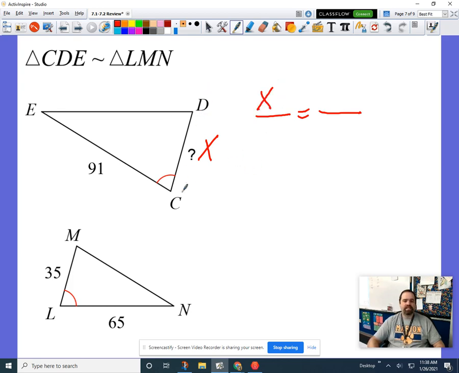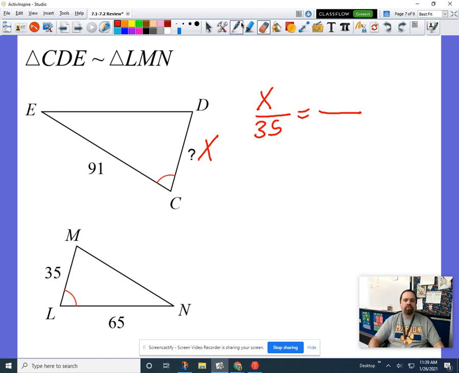That is CD. CD right here. I'm going to be looking to match that up with LM. So that's going to be X over 35. CD on top, LM on bottom. And I got that from that similarity statement. You've got to use those similarity statements. You can't trust the pictures to not be distorted or somehow not matching up the way they should be.